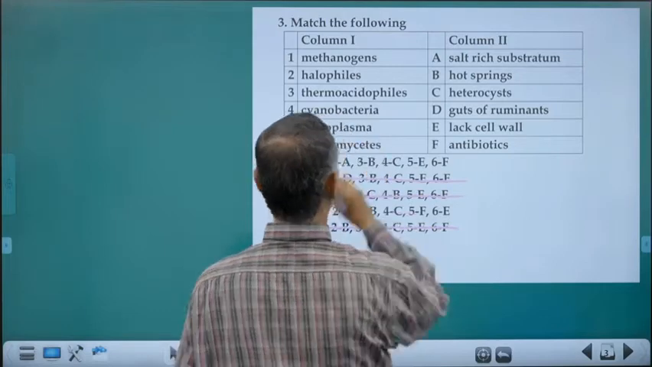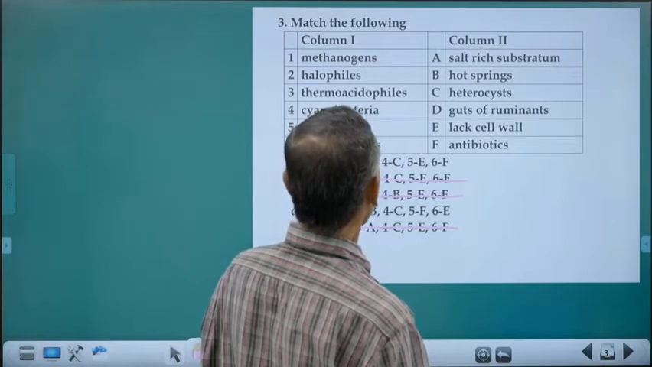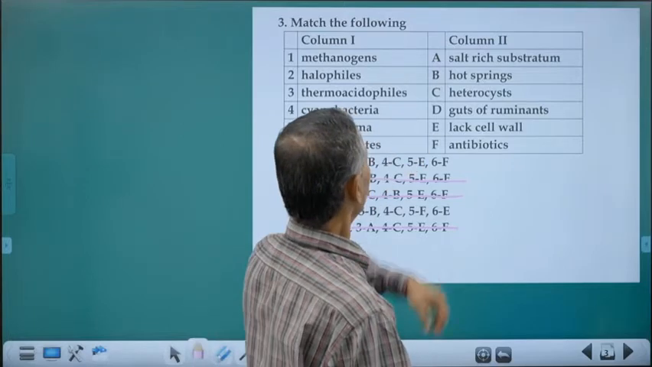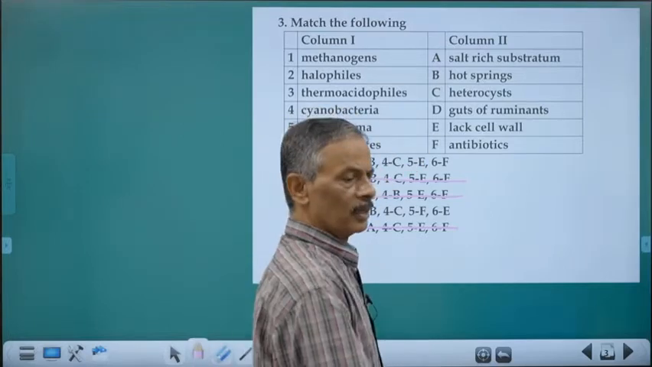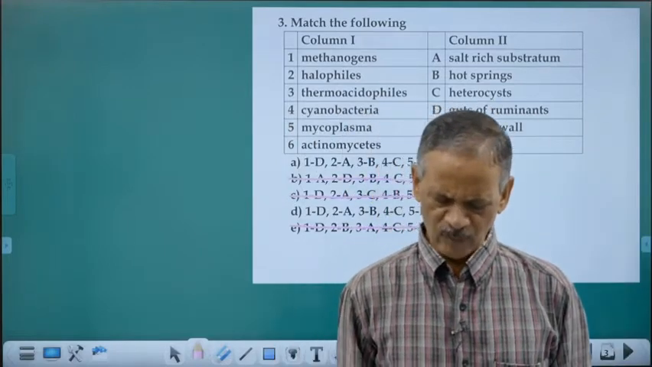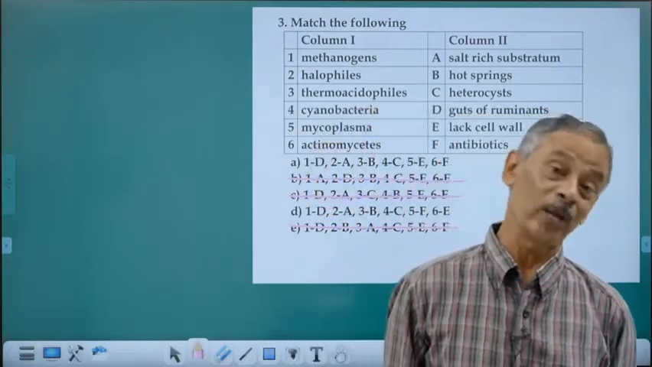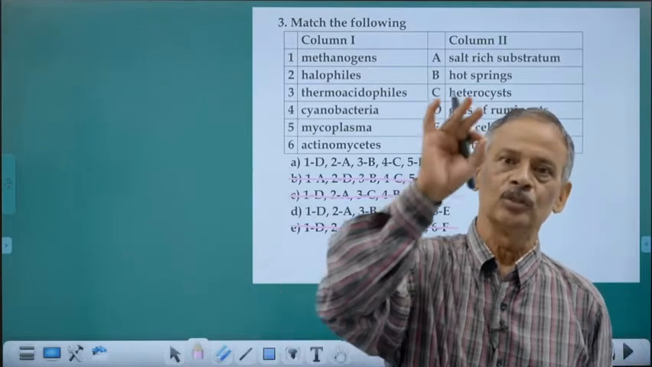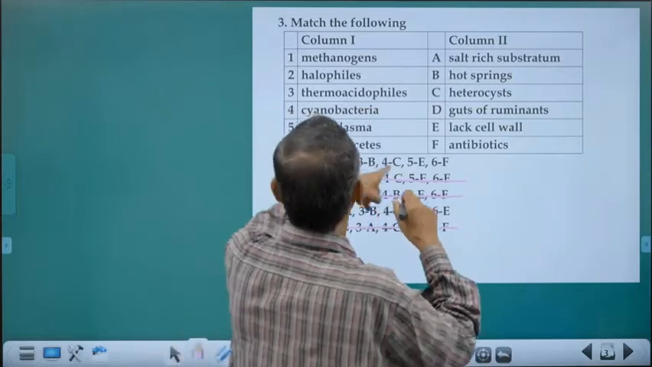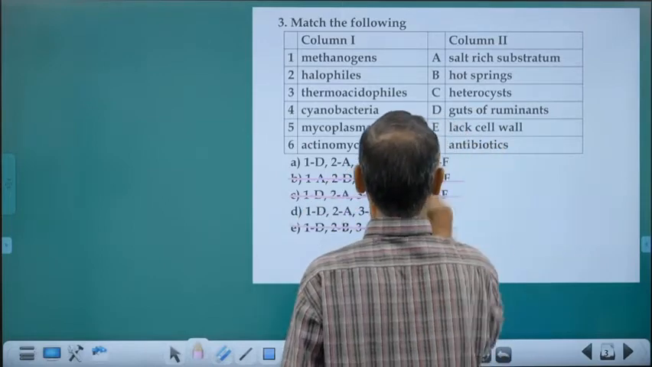5, mycoplasma, PPLO. Mycoplasma are the smallest, they lack cell wall. See, they lack cell wall. These are the smallest organisms having cellular organization where you are having no cell wall. That is why they go on changing their shape. They are pleomorphic, so called the jokers of microbiology. So it is mycoplasma, lack cell wall.